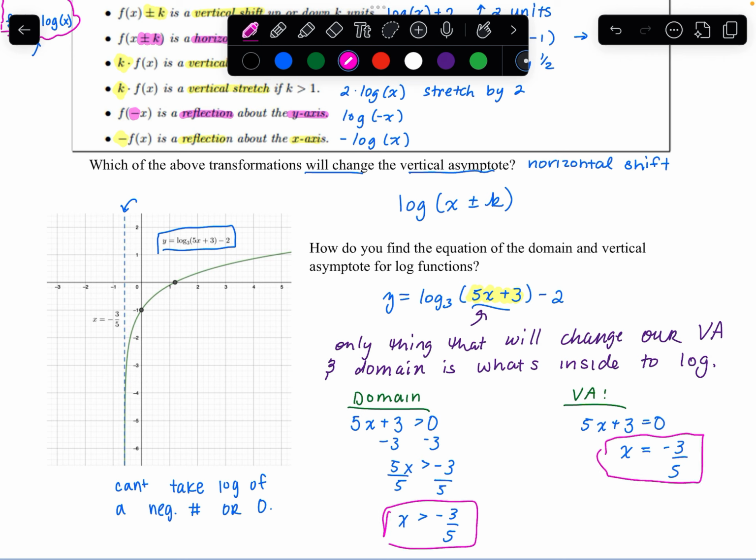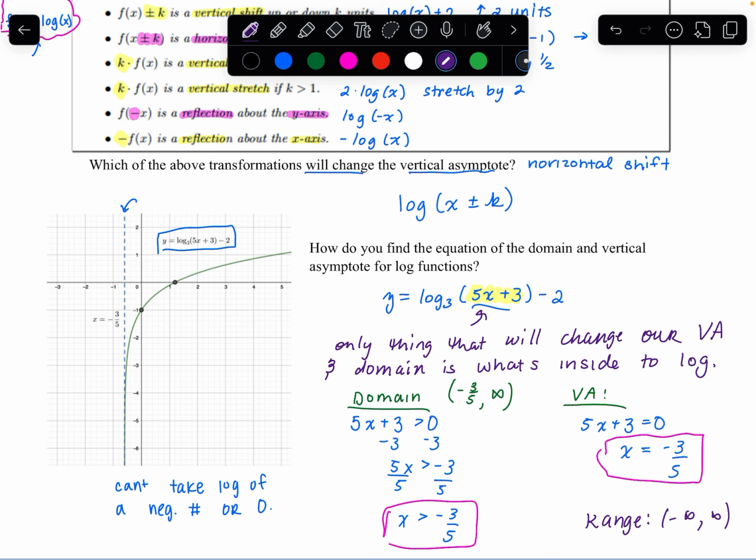And our domain in interval notation, since we commonly like to do that, is all real numbers bigger than negative 3/5, so negative 3/5 to infinity. For the range, with all log functions, it won't change, it will always be negative infinity to positive infinity.